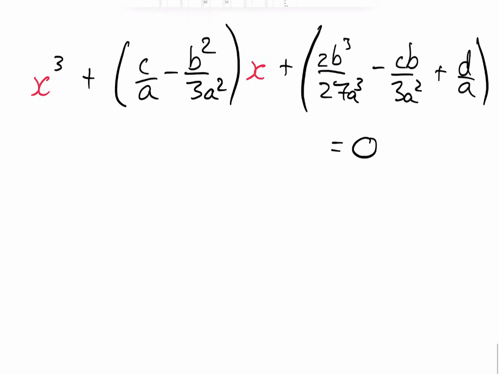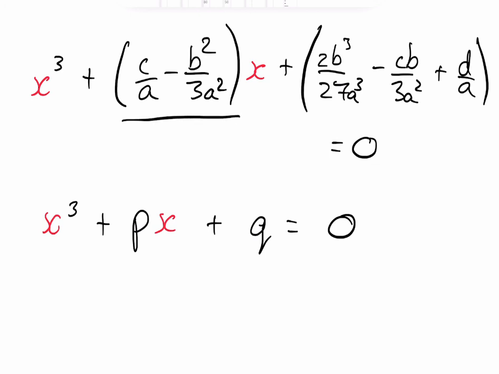And as you can see, this is of the form x cubed plus p of x plus q equals 0, where p is equal to this term, and q is equal to this term. So that's the derivation of this format at the bottom. And in the next video, we will look at the derivation of the discriminant.